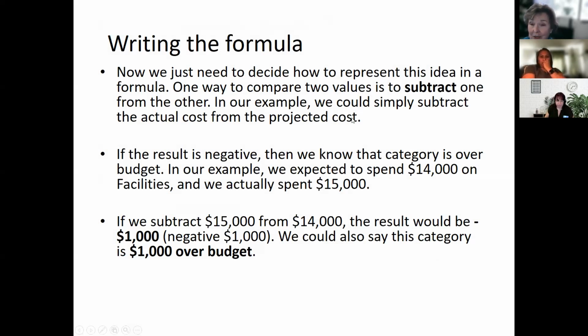In this particular spreadsheet, we're going to subtract one value from the other to get the actual cost. So if the result is negative, do we know that the category is over budget? If we expected to spend 14,000 and we actually spent 15,000, we subtract 15 from 14, and as a result would be a negative 1,000. So you're $1,000 over budget.